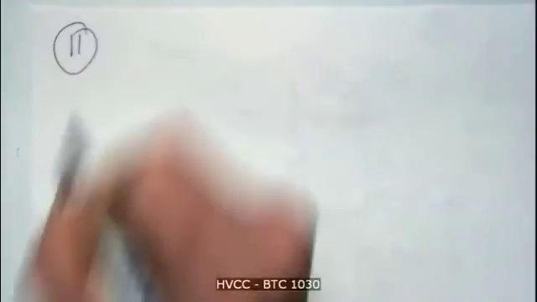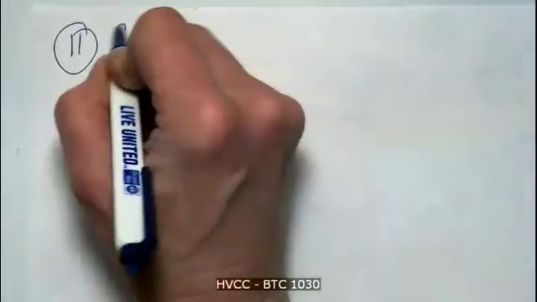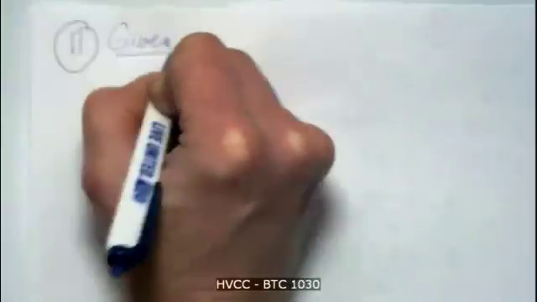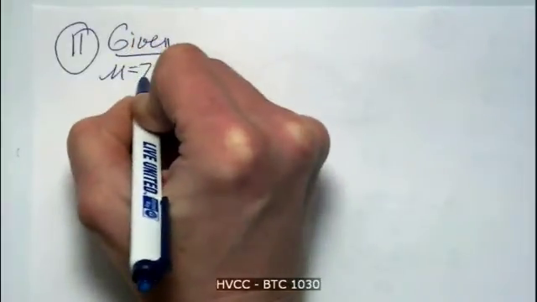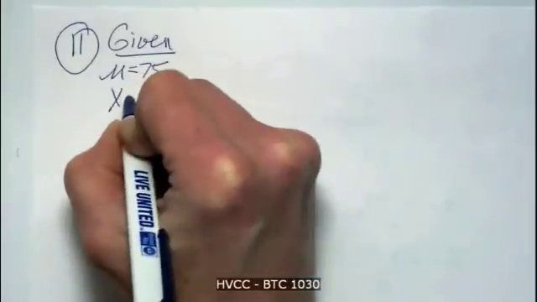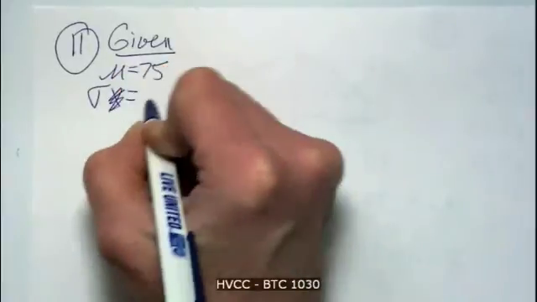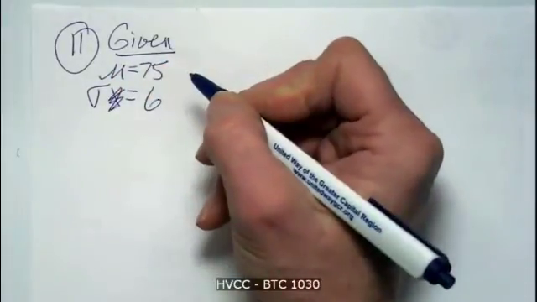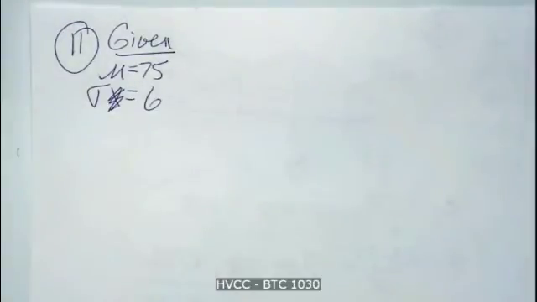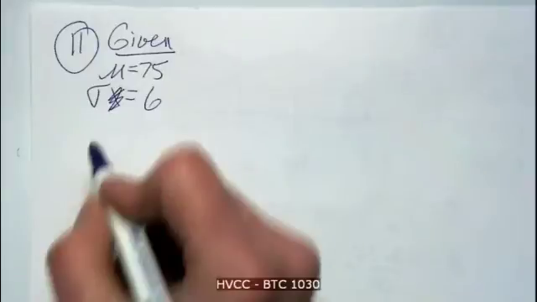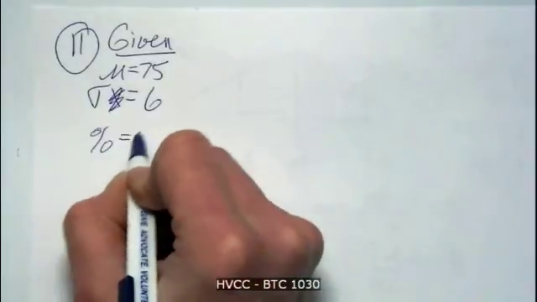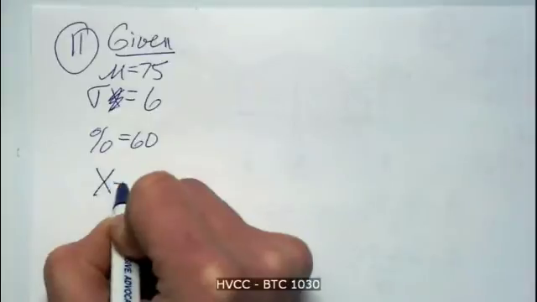Okay, so let's do 11. Given mu is 75, standard deviation is 6. And I say how many seconds go by before 60% of the factory workers have assembled the parts. So I give you the percent of 60%, and I'm looking for x.